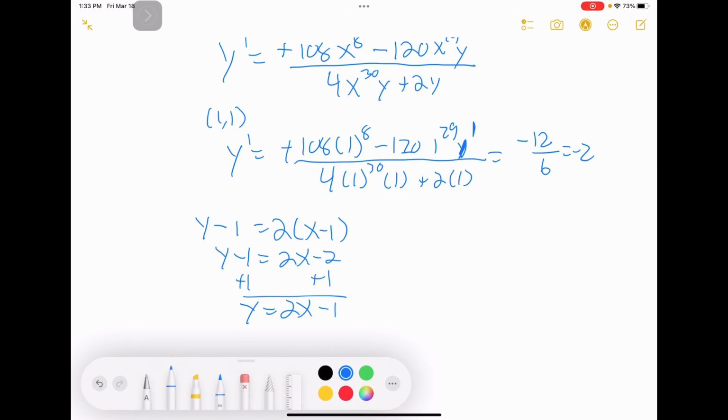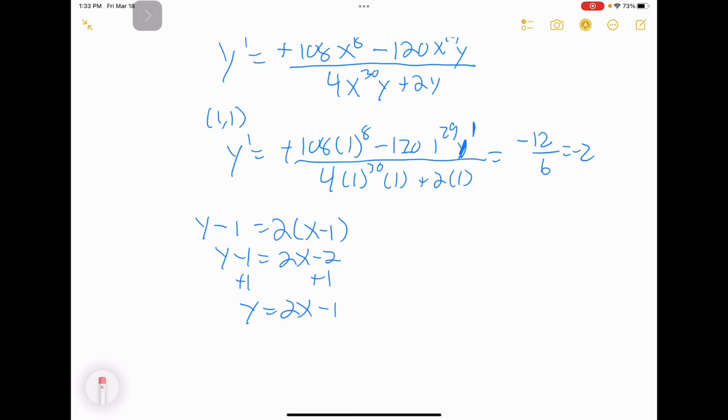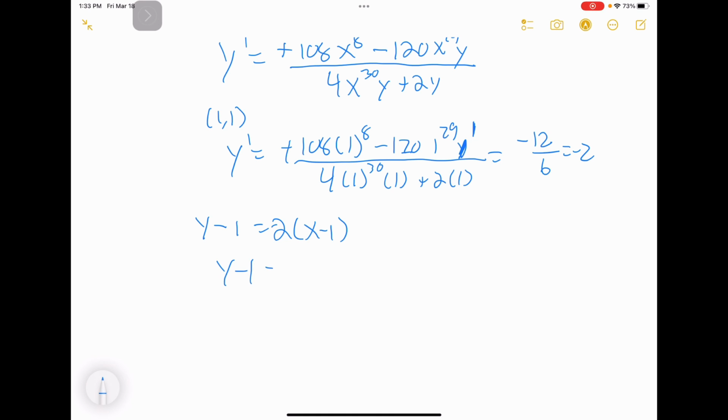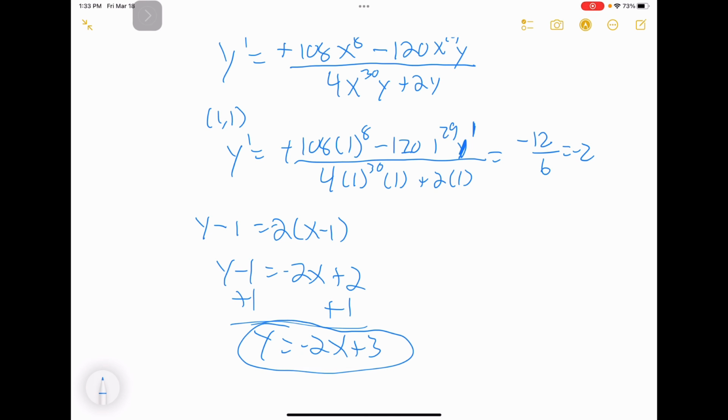I see a little error, this little addendum to this last problem. Hopefully I can get this added on when I upload to YouTube. So this should have been a negative, let me erase some stuff. That should have been negative 2, because the slope is negative 2. Negative 2 times the quantity x minus 1. So it's y minus 1 equals negative 2x plus 2. Now if I add the 1 to both sides, y equals negative 2x plus 3. So those of you yelling through the screen, I heard you. Okay, there you go.